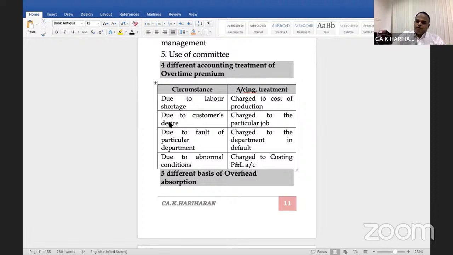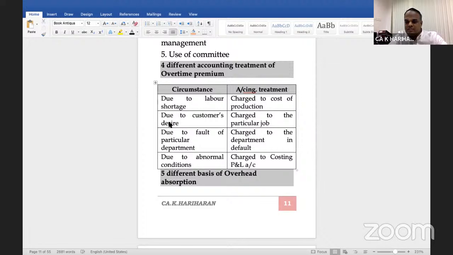Number of hours worked. Yes, number of hours worked in a week? 50. How many hours worked? 50 hours. Wage rate. 50 hours. Wage rate per hour. Yes, it's coming. Rupees 10.